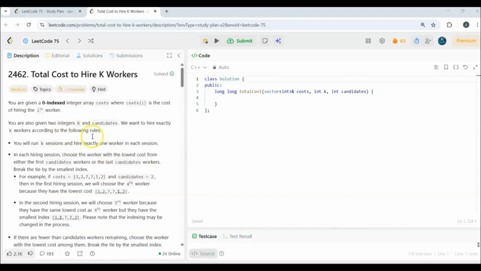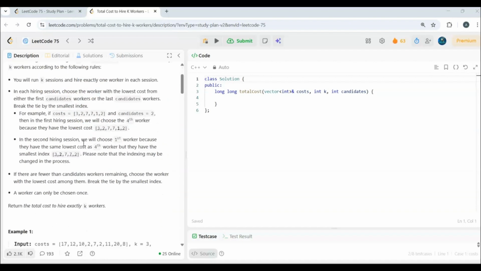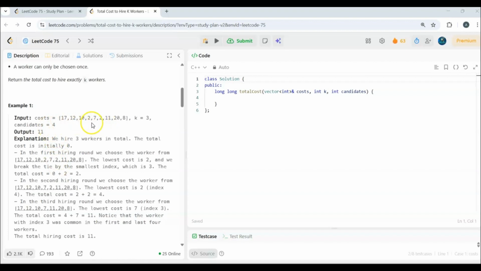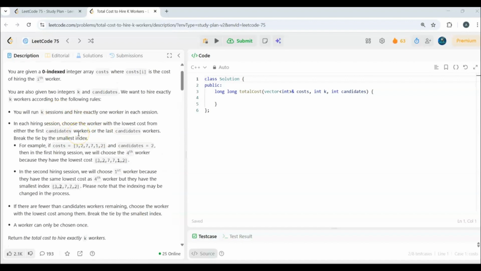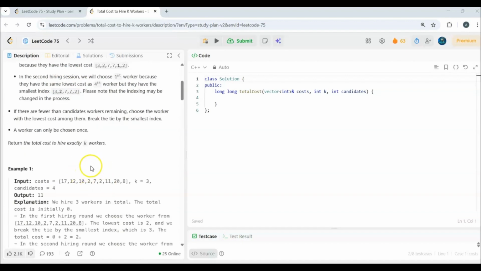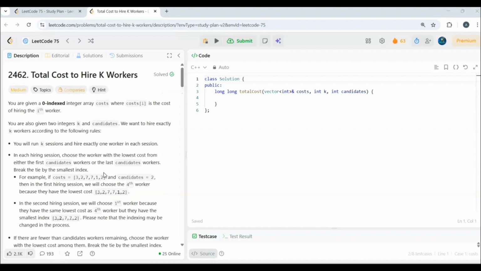Since it's a pretty big problem statement, let's try to understand what it actually is. We are given an array costs, where each element represents the cost to hire a worker. We are also given two integers, k and candidates. We need to hire exactly k workers following this process. In each hiring session, we look at either the first candidates workers or the last candidates workers, and we pick the worker with the lowest cost among them. If there's a tie, we choose the one with the smaller index. Once a worker is hired, they are removed and cannot be hired again. So this is all about the problem statement.